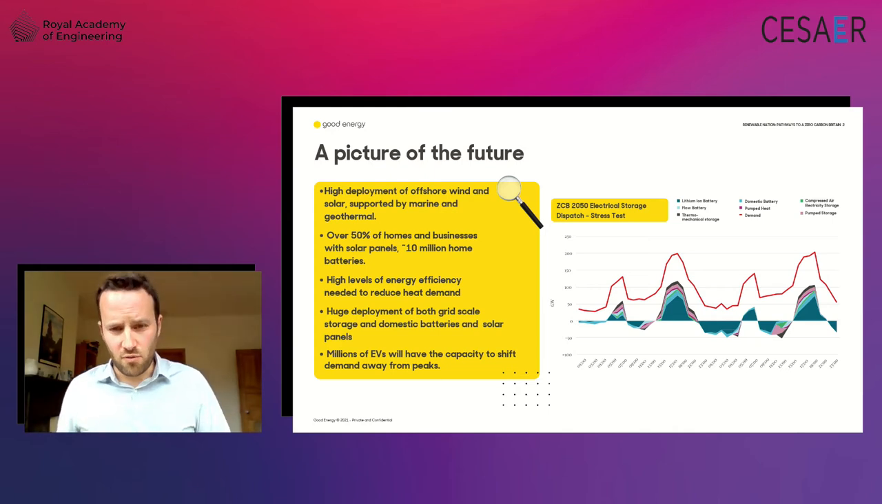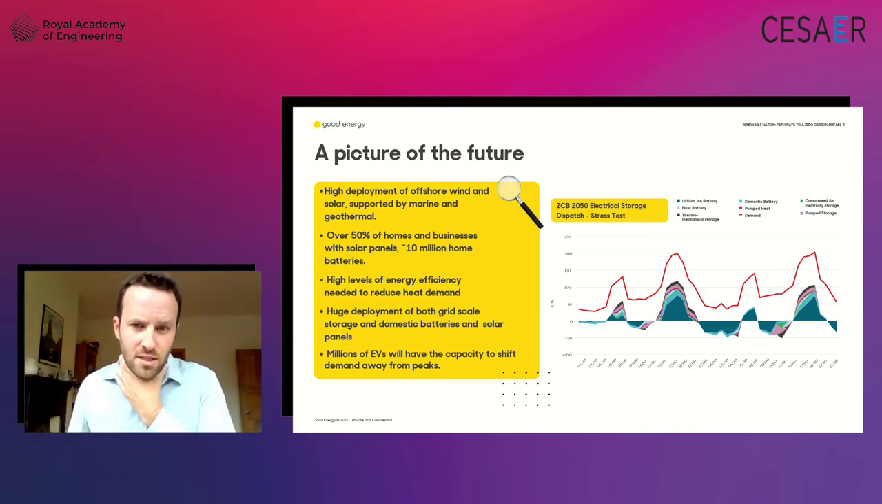And the graph on the right illustrates the amount of storage that you would need in a 1 in 10 year stress test event that we deployed. So in a very distressed system with very high levels of renewables, it is possible, but it is possible with lots of storage and flexibility, as you'd expect.